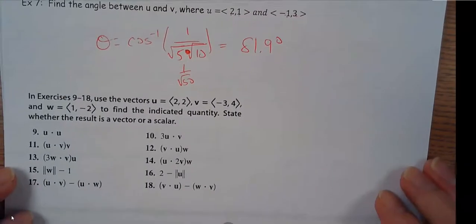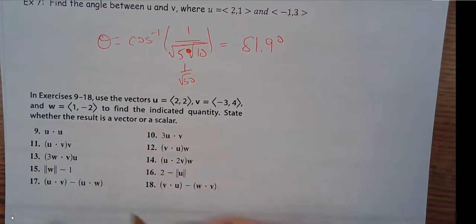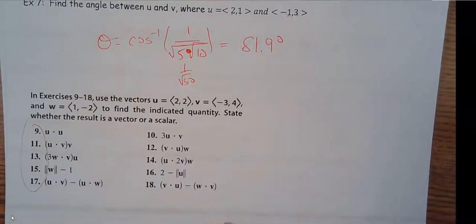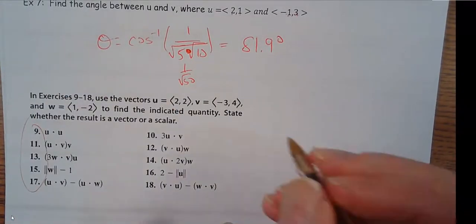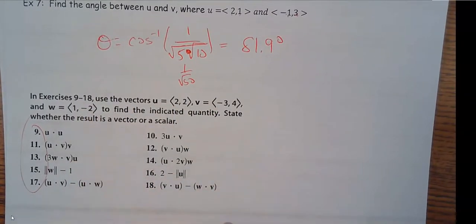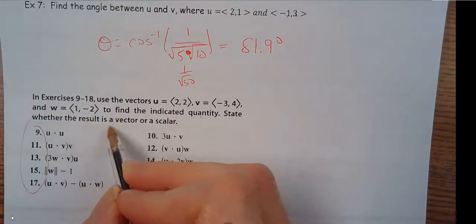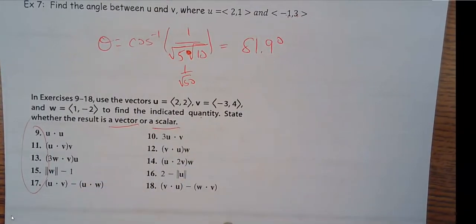At the bottom here, if you notice, a lot of these are kind of the same. So I'm going to do the odds here real fast. Nothing spectacular about this, but it says here's U, here's V, here's W, and we're supposed to find the indicated quantity, and then say whether it's a vector or a scalar, because some of these will result in a new vector. Some of these will just be a scalar, a number.